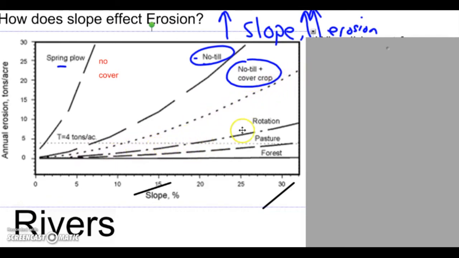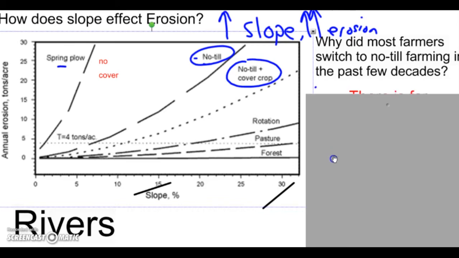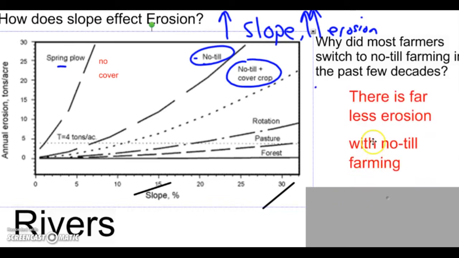Okay. And then the rest of these, a forest stays down here almost at the very bottom for erosion. Those trees really hold the land together. So why did most farmers switch to no-till farming in the past few decades? Well, there's far less erosion. Far, far less erosion as compared to spring plowing, where there is no cover at all on the land.